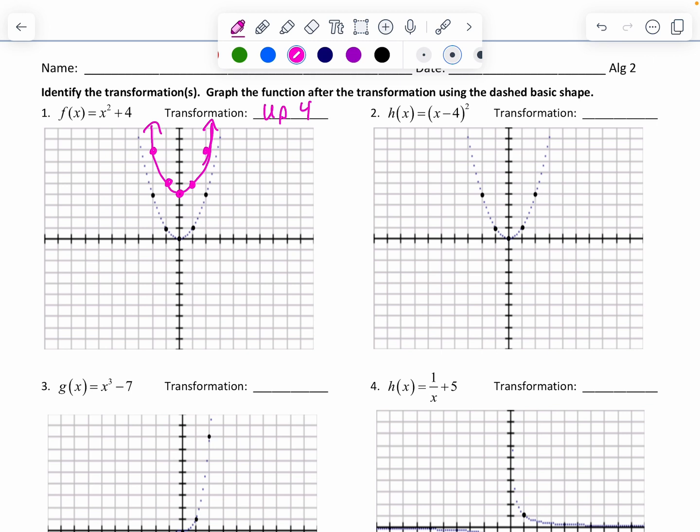On number 2, that minus 4 is inside the parentheses. So that quadratic is being shifted to the left 4. So if it's inside of the function, it moves left or right. Oh, and I did it wrong. See, it tricked me. Going backwards.